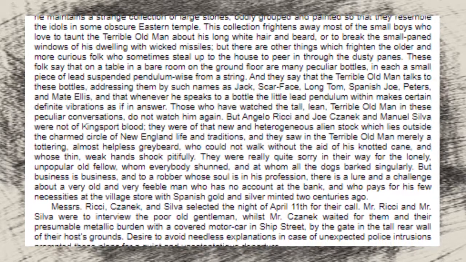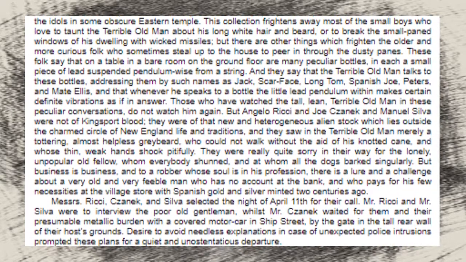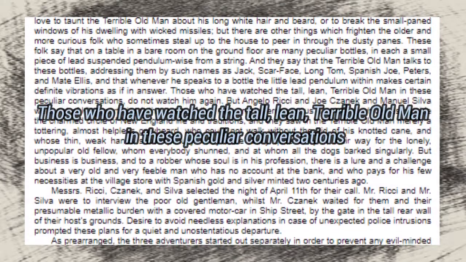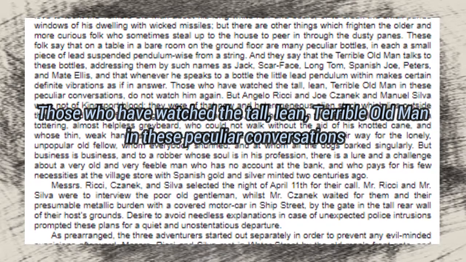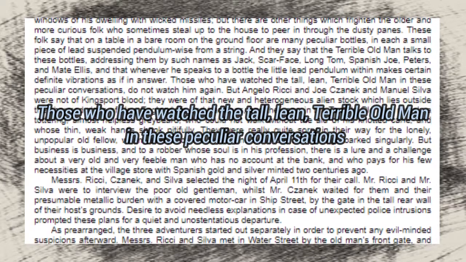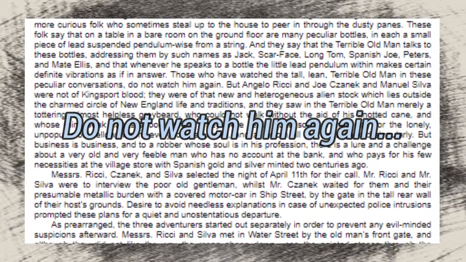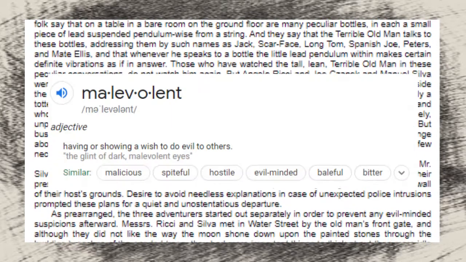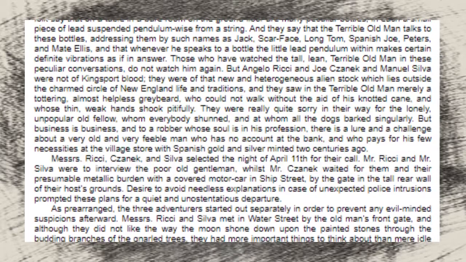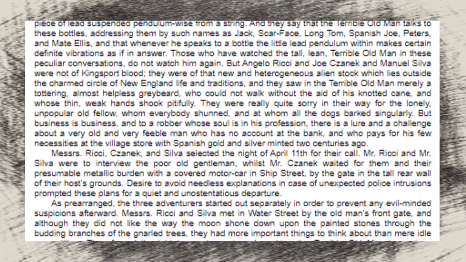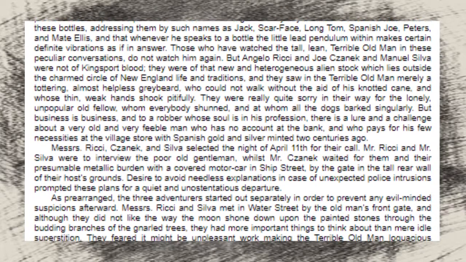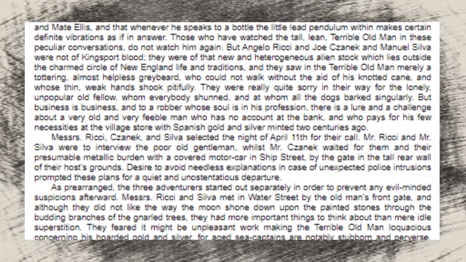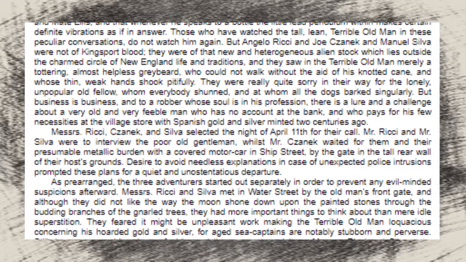Later on in the story, a minor line provides some foreshadowing for future events, stating how those who have "watched the tall, lean, terrible old man in these peculiar conversations do not watch him again." Which states some malevolent intent from the old man himself. This line gives the reader a new way to perceive this character, other than just a strange guy with some tacky lawn ornaments.